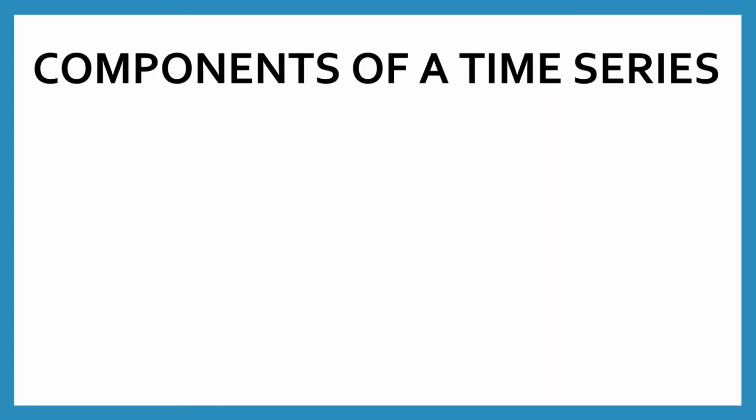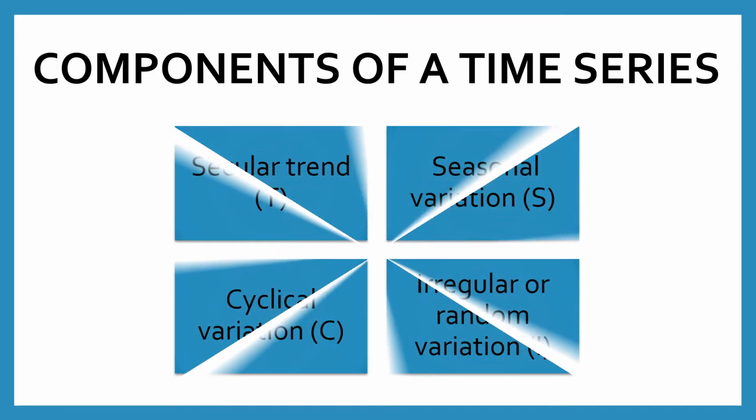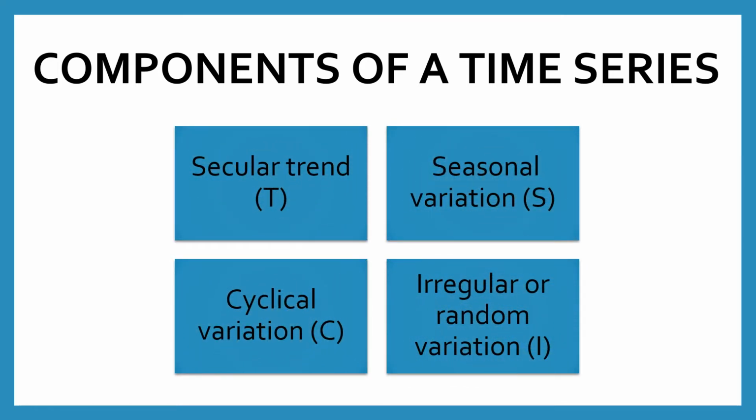Components of a time series. The various forces that affect the value of a phenomenon in a time series are called components of a time series. They may be broadly classified into the following four categories.